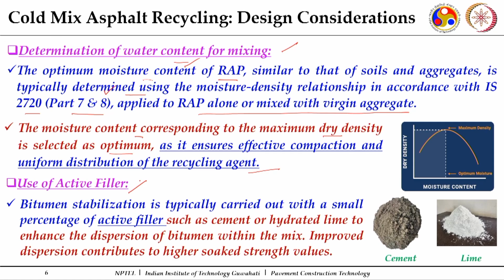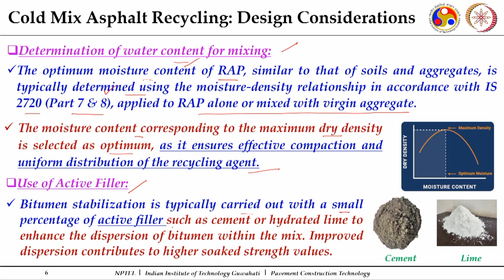Then another feature to be taken care of is the use of active fillers. Lime and cement are the two most commonly used active fillers. Bitumen stabilization is typically carried out with small percentages of active fillers. The percentage of hydrated lime may be around 1.5% and cement around 1%. This enhances the dispersion of the bitumen within the mix, which is an additional advantage, and it also gives higher soaked strengths and durability values, because active fillers add to the strength and durability of your mix.